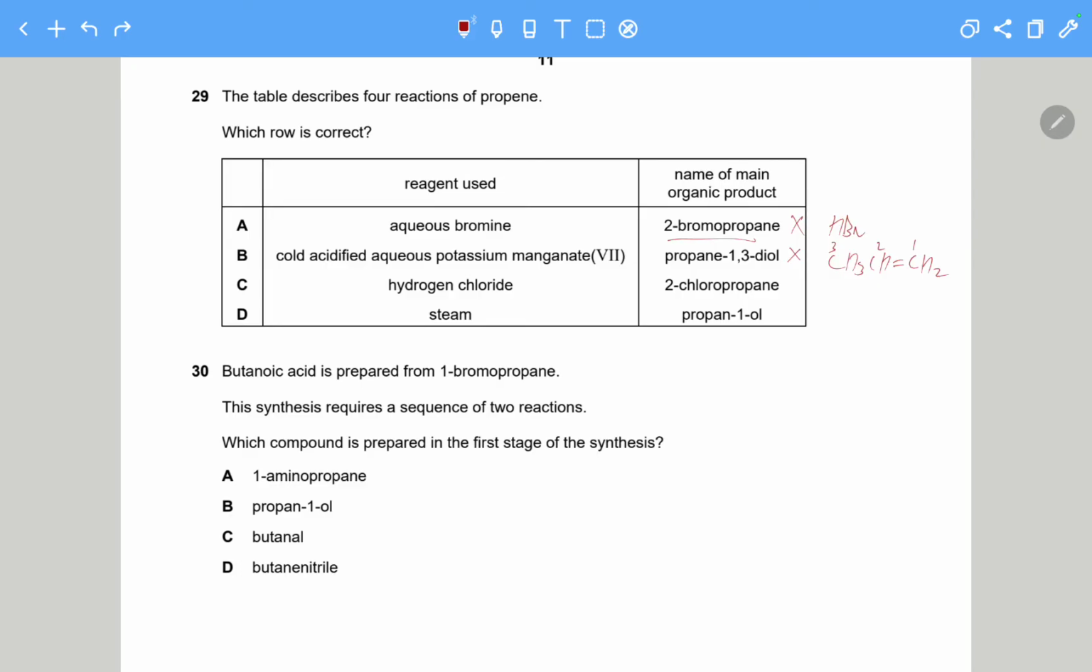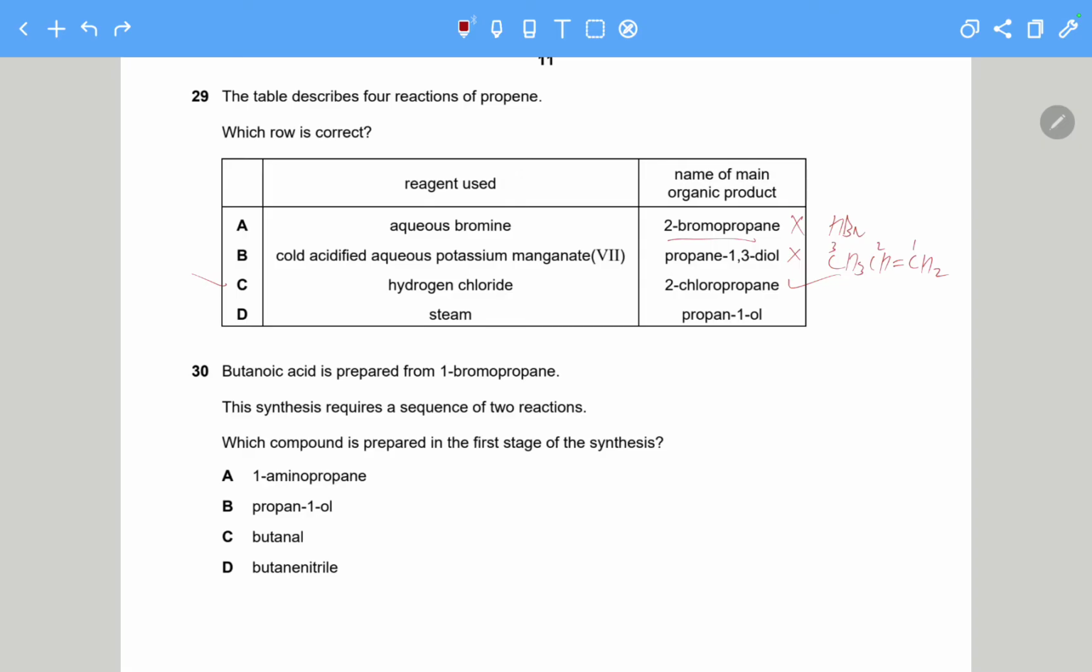Option C, hydrogen chloride, 2-chloropropane. Yes, because if you look at option A, 2-bromopropane we said would come only with HBr, not with bromine. So 2-chloropropane will come with HCl. And that's a good candidate for the answer. So let's mark C, but we will look at D first.